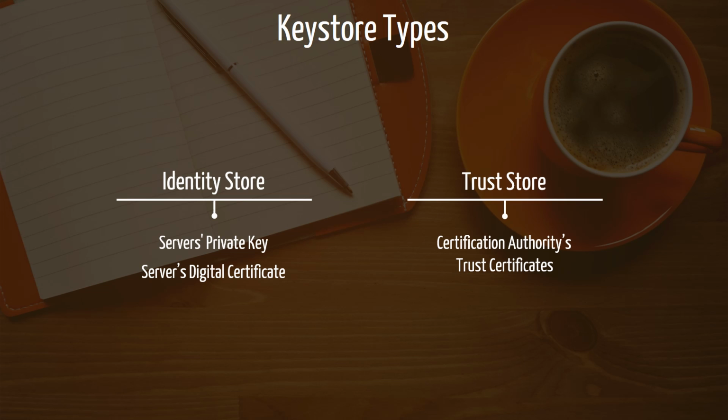You can store private key, server certificates, and trust certificates in a single store, but it's advisable to use different keystores for identity and trust in production environments, because these have different security requirements. Identity Store should be more secure as it holds sensitive information like the server's private key, but Trust Store can be less secure as it holds publicly available trust or root certificates. So generally it's a good idea not to combine these two stores in production environments.